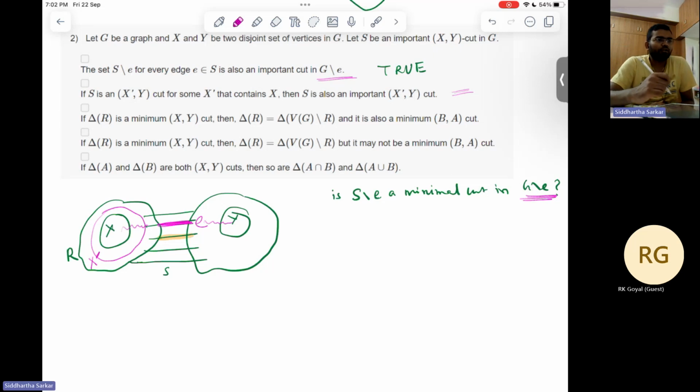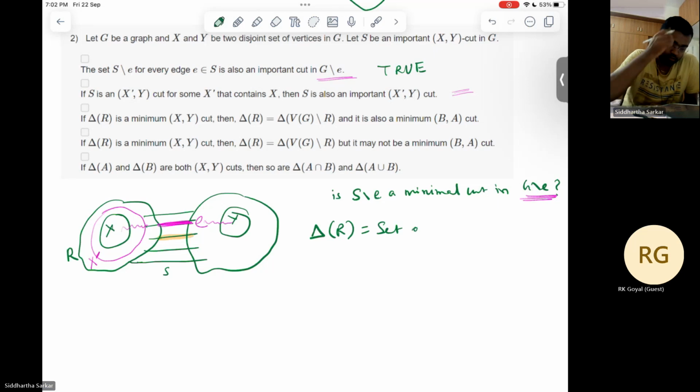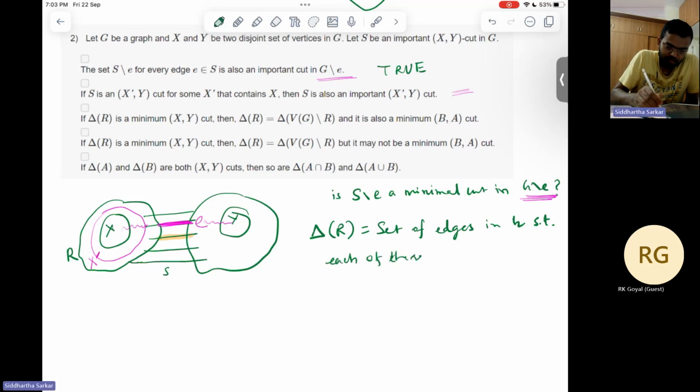Okay, so delta R, which you have not seen, let me define delta R. Delta R is the set of edges in G such that each of these edges has one endpoint in R.